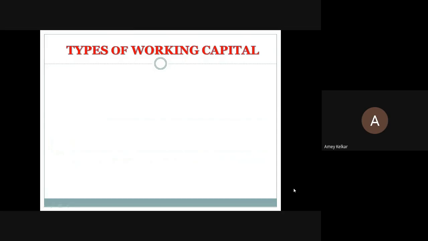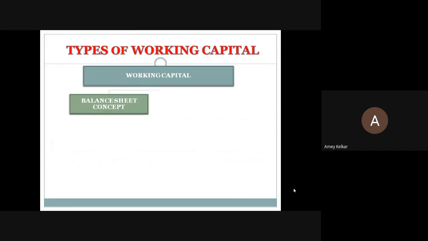So next is types of working capital. This will be a question; it has been asked in the university exams also. Working capital: we have two concepts here, the balance sheet concept. Now, what is a balance sheet? Many of you might have an idea. We'll be studying this concept further in the balance sheet module. And second, the operating cycle concept.